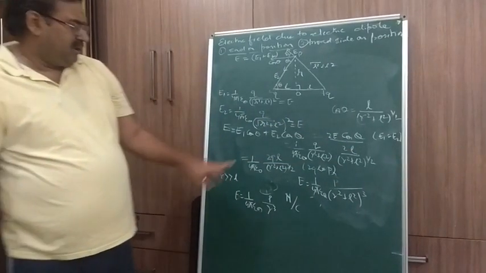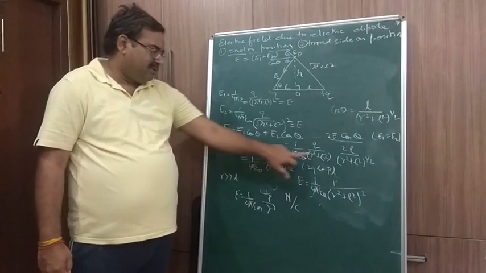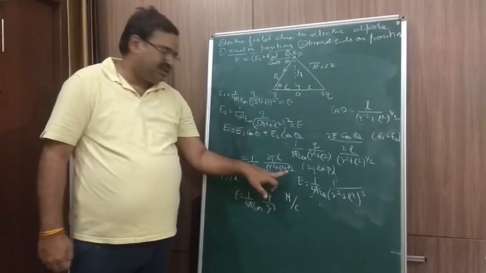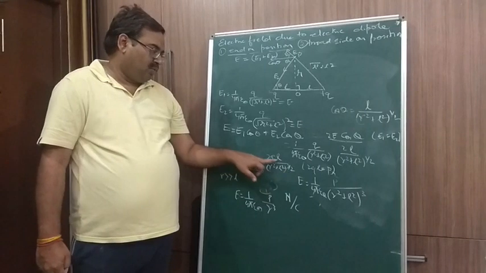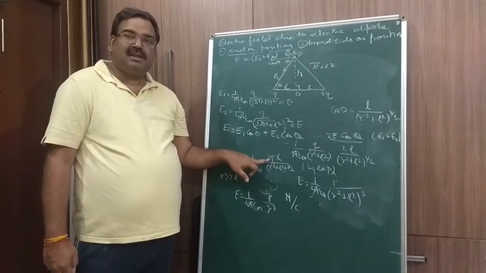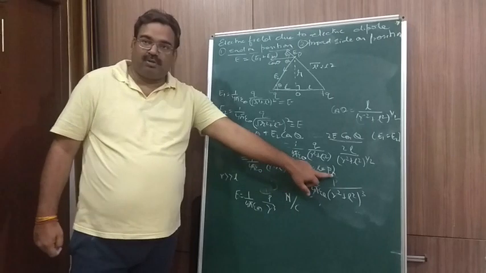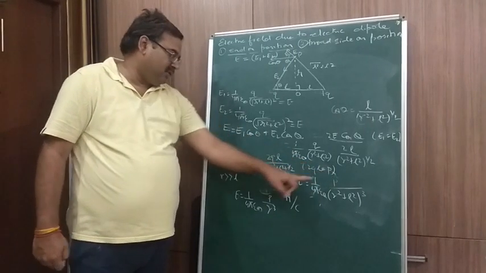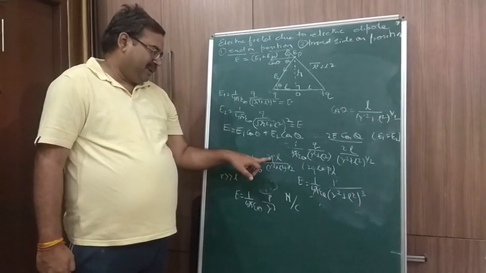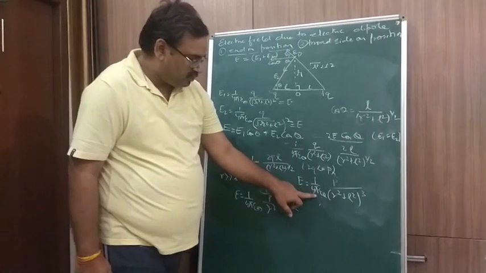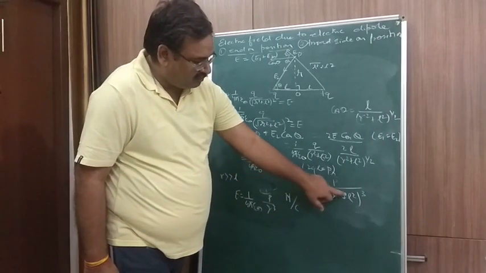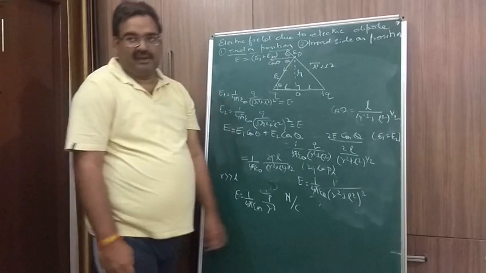Now, this is 1 upon 4 pi epsilon naught. This multiplied to this gives you power 3 by 2. What is 2ql? 2ql is the dipole moment. We substitute the value of dipole moment p here. We get 1 upon 4 pi epsilon naught, p upon (r square plus l square) raised to power 3 by 2.